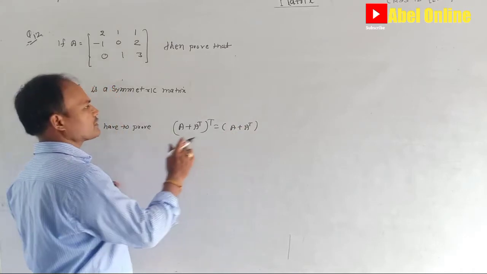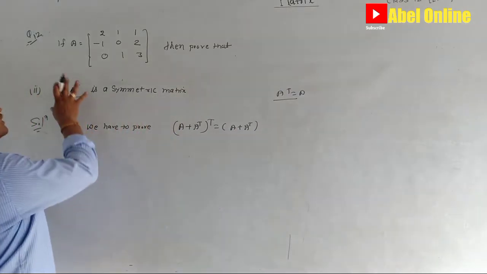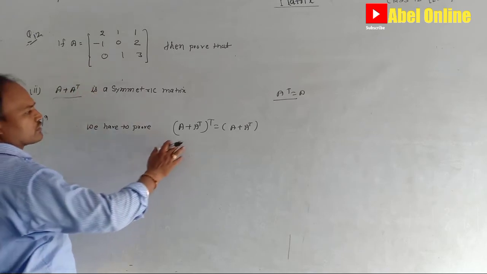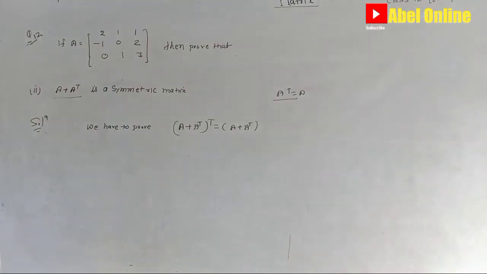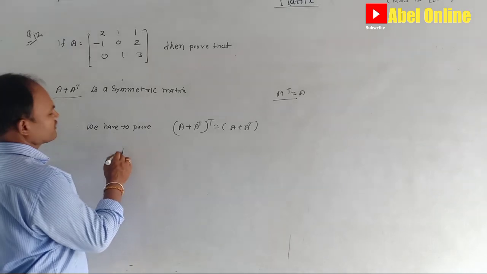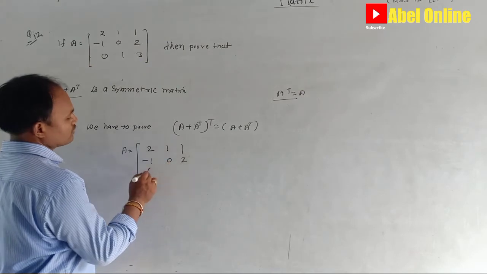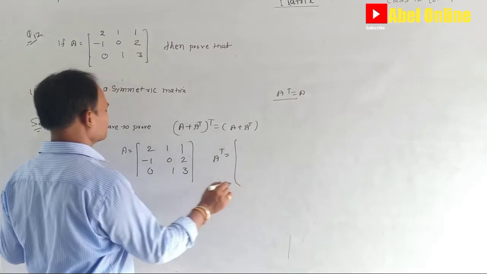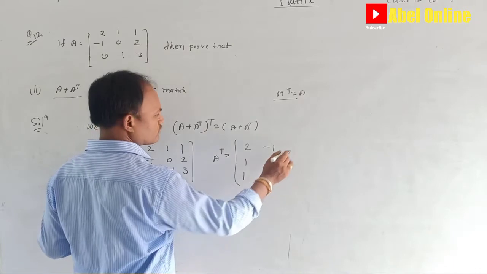When we are saying a symmetric matrix, you know very well that A transpose equals A. So (A plus A transpose) transpose equals this, so A plus A transpose equals A plus A transpose. Now we have to prove this. What about A? A is 2 1 1, minus 1 0 2, 0 1 3. And A transpose equals 2 minus 1 0, 1 0 1, 1 2 3.